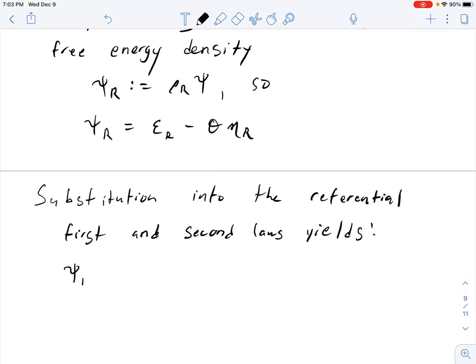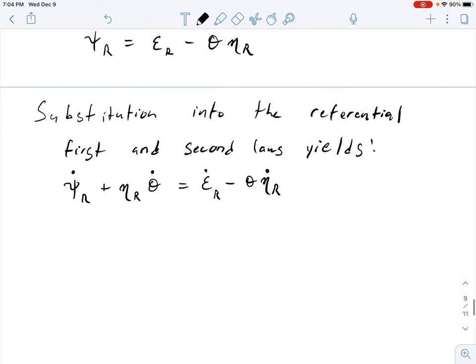So we have that the time derivative of the free energy plus the entropy density times the time derivative of the temperature is equal to the time derivative of the internal energy density minus the temperature times the time derivative of the entropy, and that is equal to first Piola-Kirchhoff stress times F dot minus 1 over theta QR dot material gradient of the temperature.